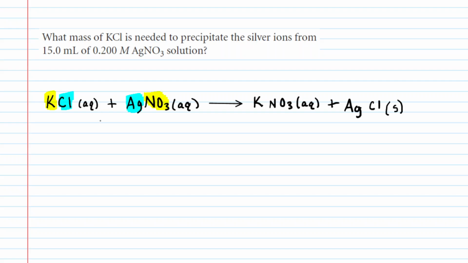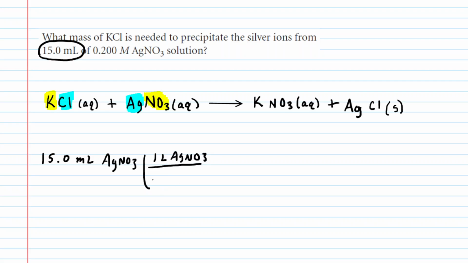After writing down the reaction, the next thing we want to do is start out with our volume of the silver nitrate solution. Now, that volume is in milliliters, and what we're going to need to do is convert that into liters. So this is 15 milliliters of the silver nitrate solution, and we know hopefully that when we have 1 liter of silver nitrate, that would be equal to 1,000 milliliters of silver nitrate.